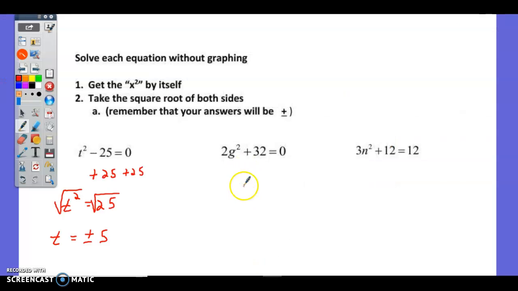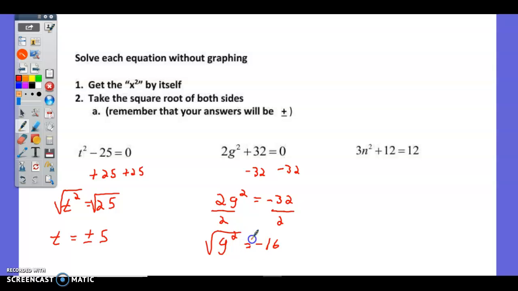All right, so going back here, we're going to set this one up. I would subtract 32 from both sides. So 2g squared equals negative 32. You divide by 2. So g squared equals negative 16, and then I take the square root of both sides.